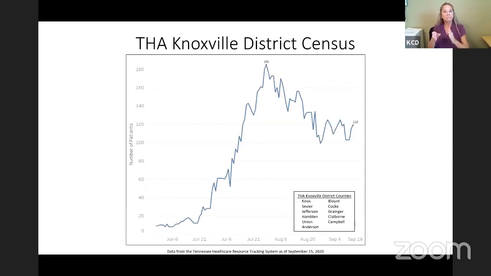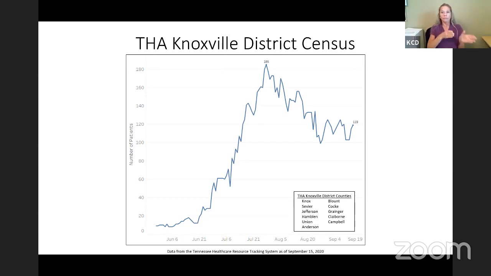So, Dr. Buchanan mentioned Labor Day and the possible issue with testing. We also noticed definitely a reporting issue from hospitals around Labor Day. And remember, this is the census. So this is the number of people in the hospital in all those counties on all these days, whereas before it was new hospitalizations.